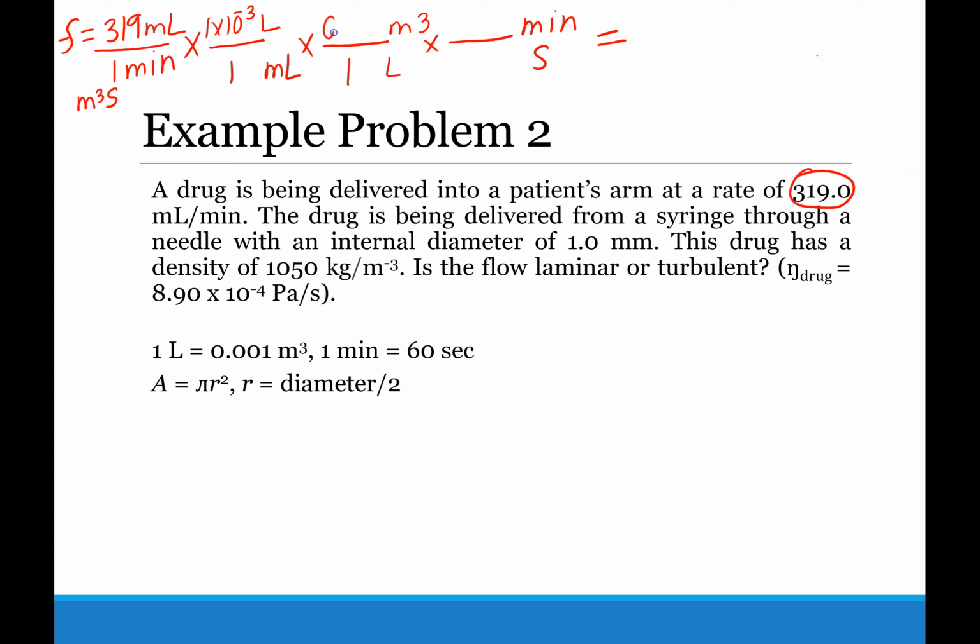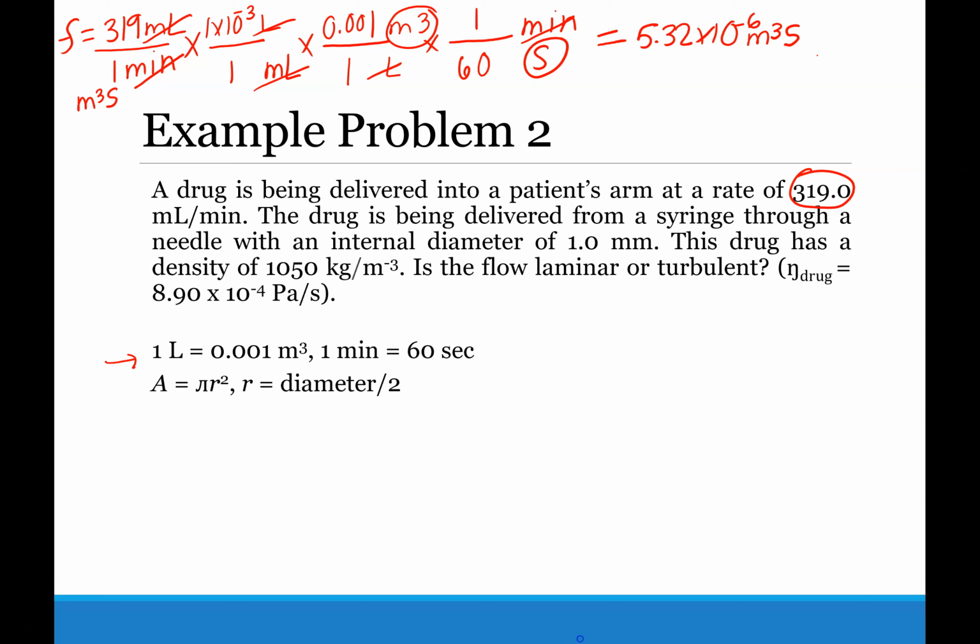In 1 liter, there is 0.001 cubic meter, and that is right here. And in 1 minute, there are 60 seconds. So milliliters cancels, liters cancels, you're left in cubic meters. Minutes cancels, and you're left in seconds. In your calculators, 319 times 1 times 10 to the minus 3 times 0.001 divided by 60 equals 5.316. So 5.32 times 10 to the minus 6 cubic meters per second.